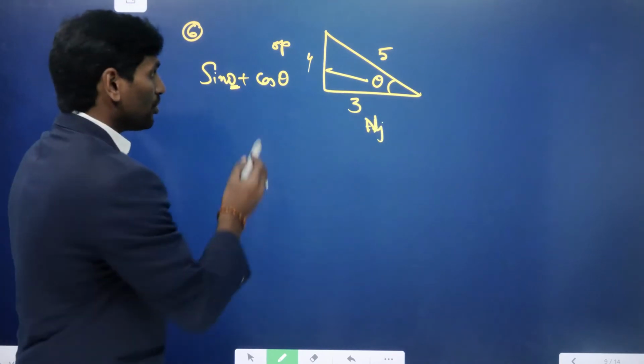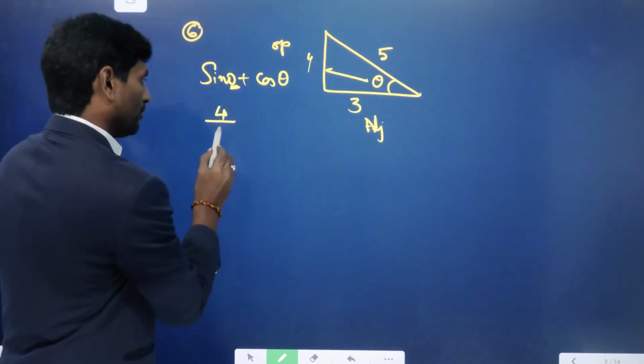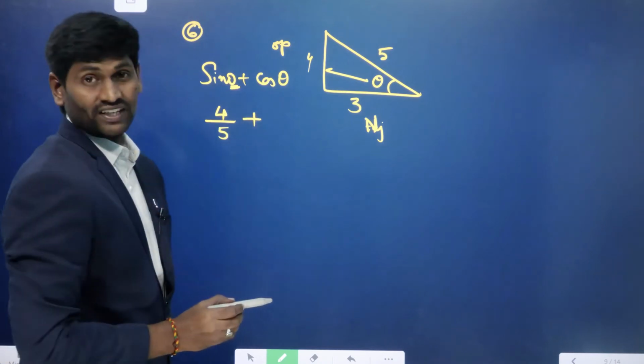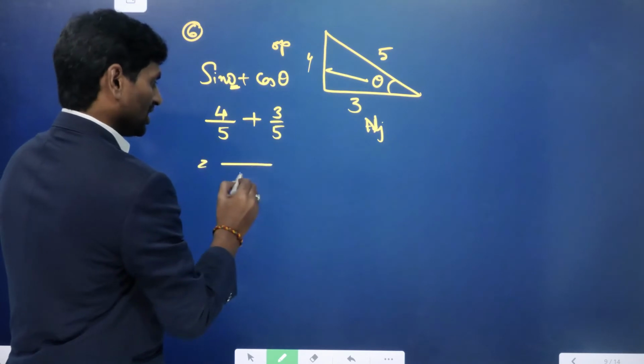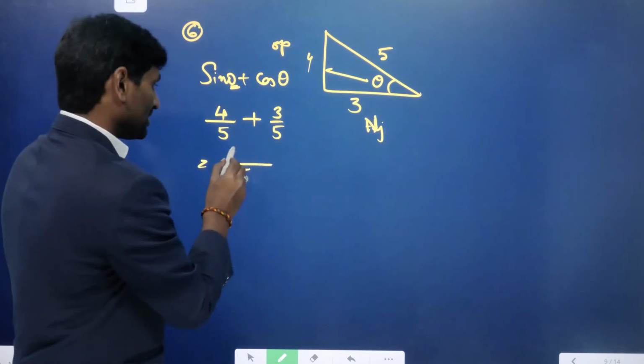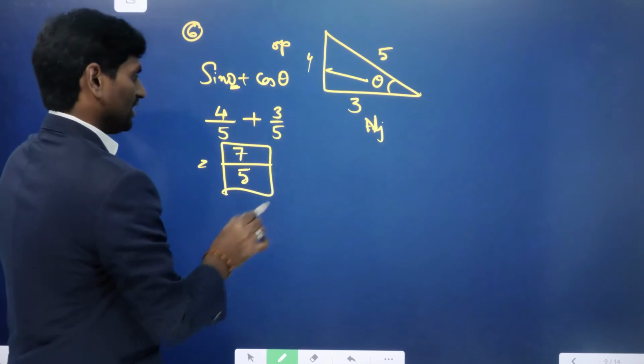Sin ratio is opposite by hypotenuse. Cos ratio is adjacent by hypotenuse. Both the denominators are same, so we can add the numerators. 3 plus 4 is 7. 7 by 5 is our answer.